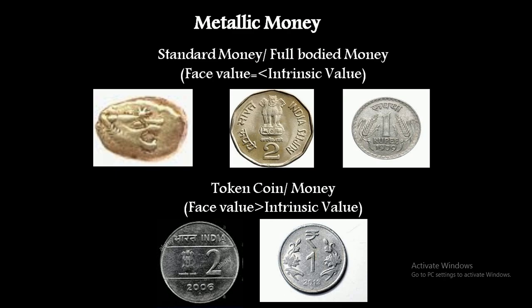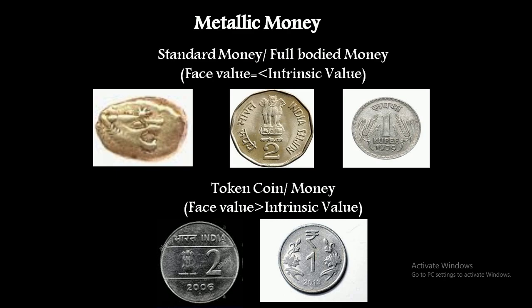So, as we said, metallic money is of 2 kinds, standard and token money. Any money whose face value, meaning the amount written on it, is equal to its intrinsic value, meaning the real value, is called standard money or full-bodied money. Standard coins are generally made of gold and silver. The money whose face value is more than its intrinsic value is called token money. Token coins are generally made of cheaper metals like copper, nickel, etc., and mostly represent lower denominations.